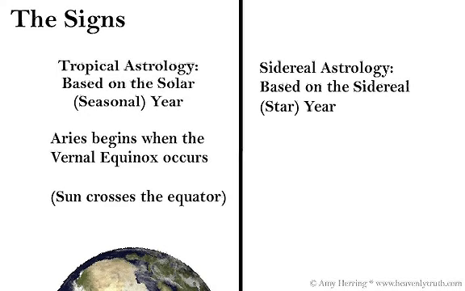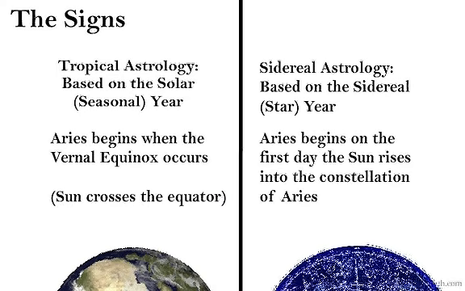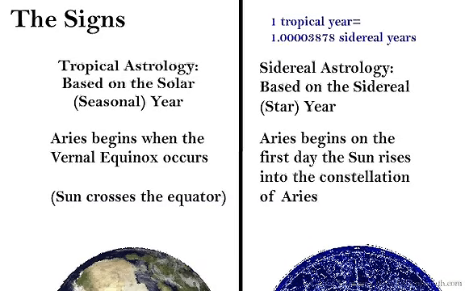The other was sidereal astrology, based on the sidereal year, which continued to mark the first point of Aries as the sun began to rise into the constellation of Aries. The sidereal year is slightly longer than the tropical year, and this difference has become larger and larger over time. Eventually, these two points will align again, but to do so will take about 26,000 years.